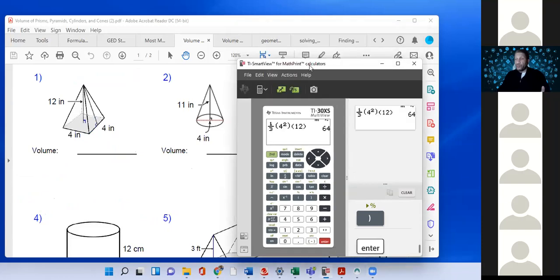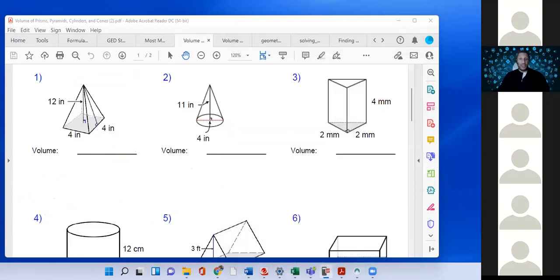Let's look at number 2. What shape is number 2? It's a cone. What have they given us? What's given? They didn't give us the base and the height. They gave us the height. The height is what? 11. 11 inches.